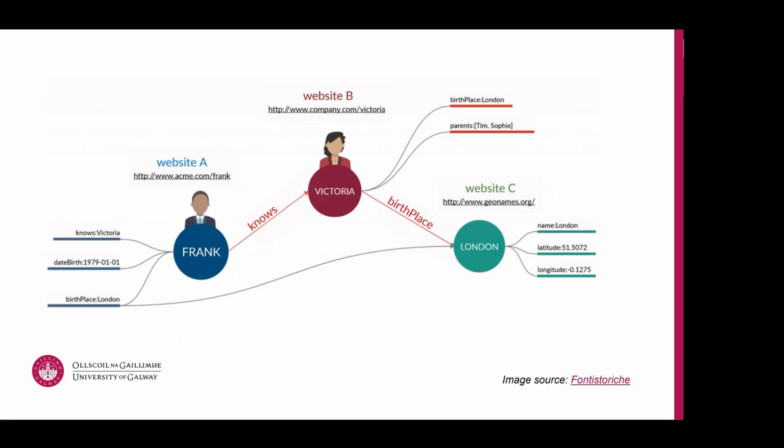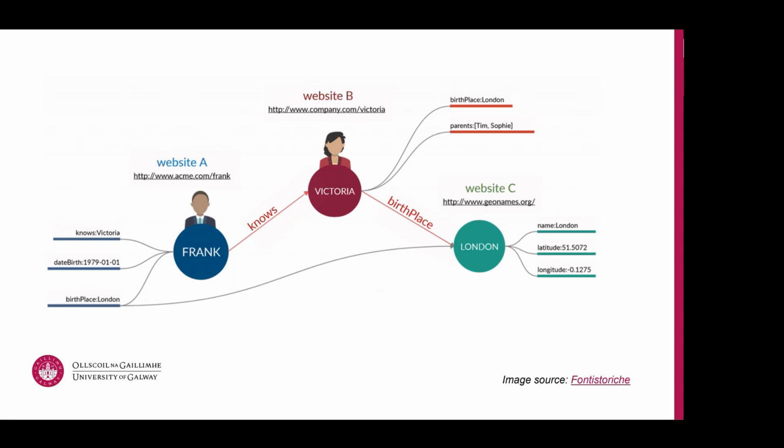Separately, we can have different statements about them. For example, that Frank knows Victoria, Frank's date of birth is this, and his birthplace is that. Same about Victoria. And also, with something like geographical locations, we can link them to another website, another data set, right? That will have the coordinates and other information about these websites.